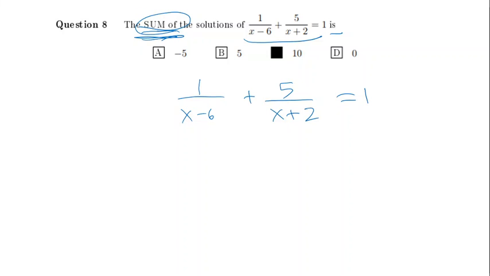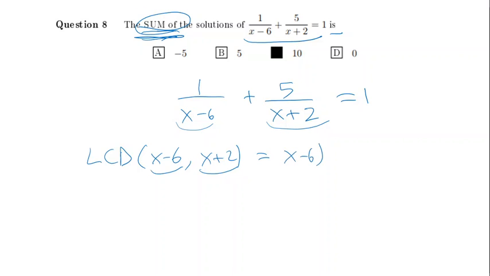When you have different fractions, it's better to get rid of the fractions first. So the best way is to find the LCD of these denominators, and if they're definitely different and there is no common denominator, you can directly say I'm taking their product as their common multiple. So then you can multiply both sides of the equation with this.